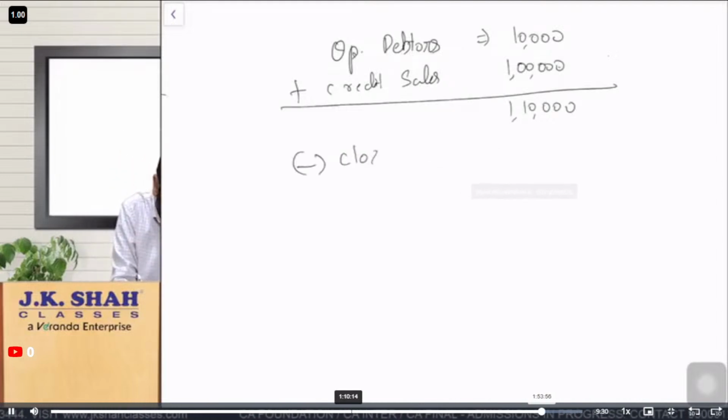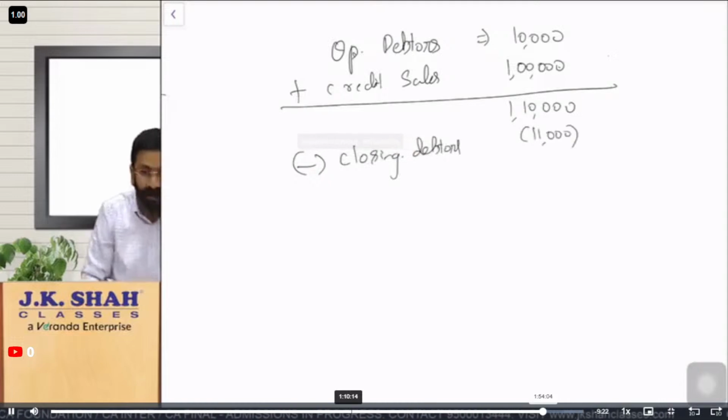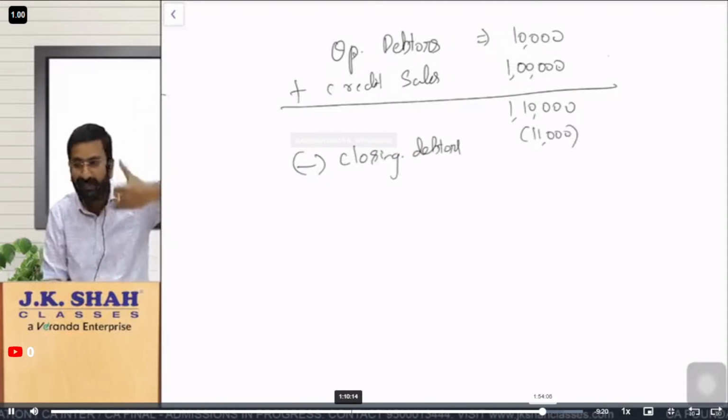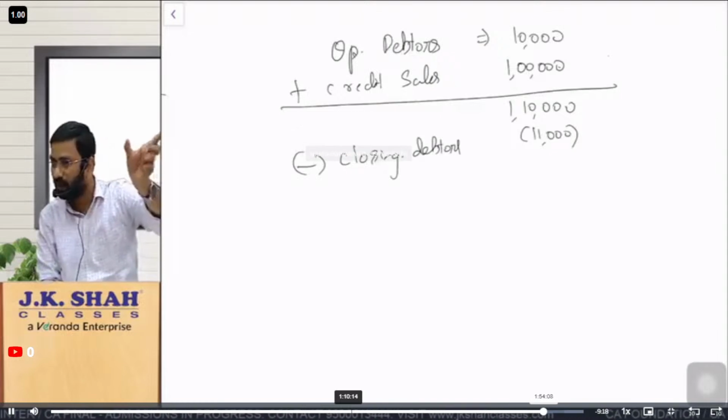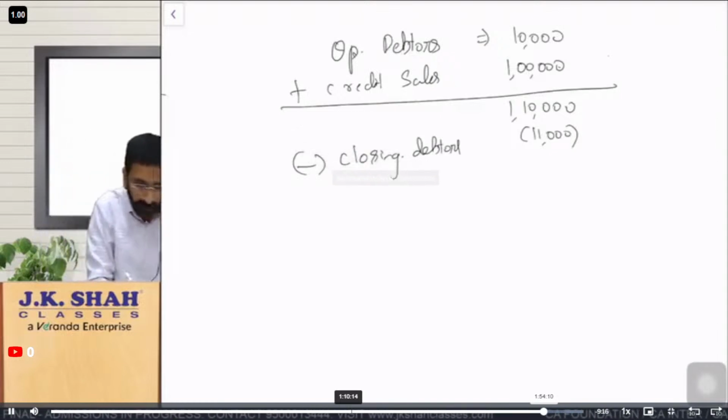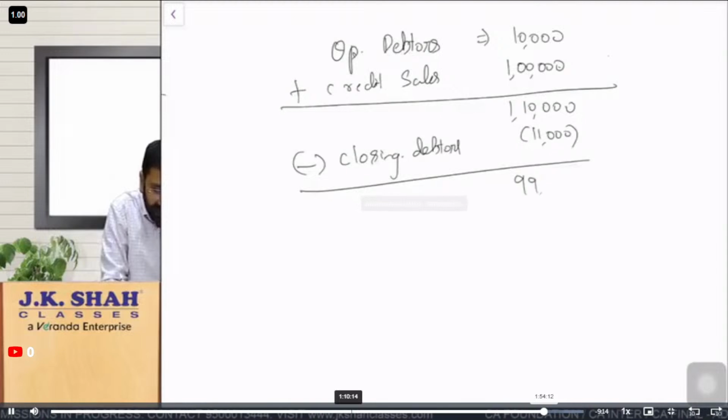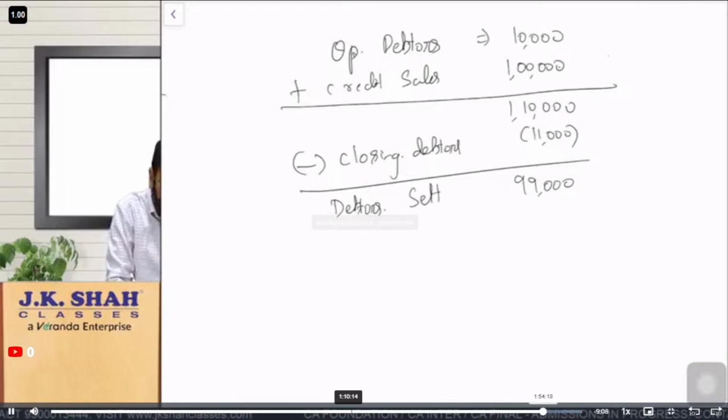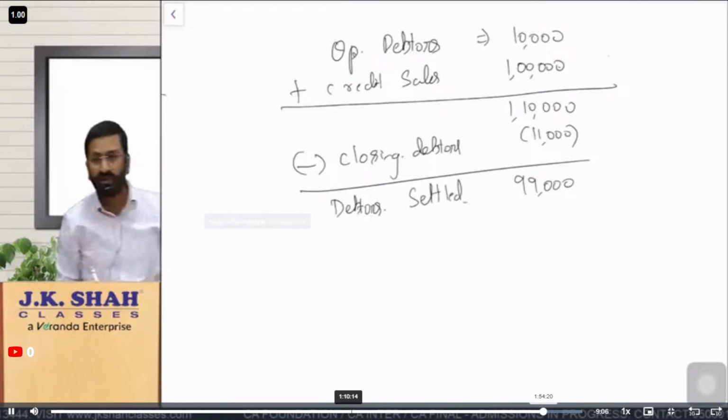Minus closing debtors. Closing debtors is 11,000. So can I say opening debtors was 10,000, you made a sale of 1 lakh, it is supposed to be 110,000, but it's only 11,000? What does it mean? 99,000 is debtors settled, or cash collected. So debtors settled during the year: how much is settled? 99,000 is settled.